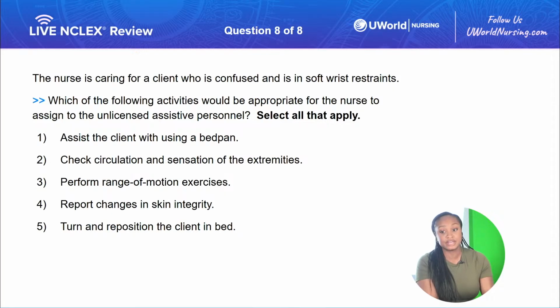Which one would the UAP be able to do? Select all that apply, so more than one right answer. Think of routine, regular things, no assessments. Let me know what you guys think in the chat.